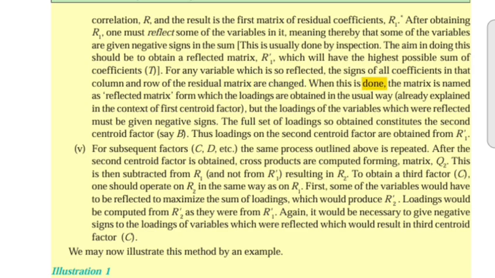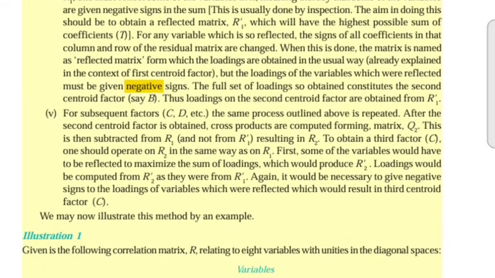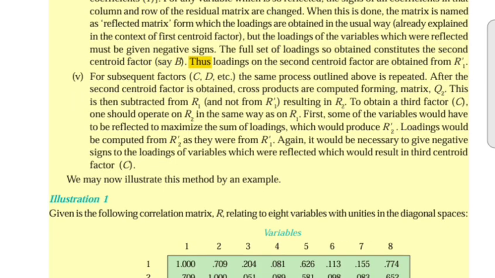When this is done, the matrix is named as reflected matrix, from which the loadings are obtained in the usual way already explained in the context of the first centroid factor, but the loadings of the variables which were reflected must be given negative signs. The full set of loadings so obtained constitutes the second centroid factor, say B. Thus loadings on the second centroid factor are obtained from R1. For subsequent factors C, D, etc., the same process outlined above is repeated.